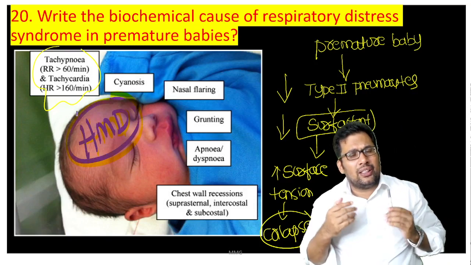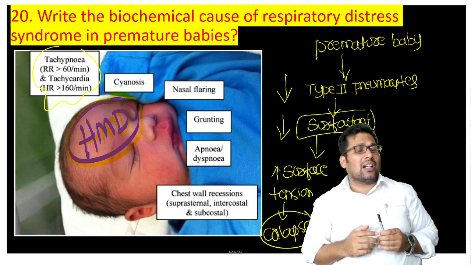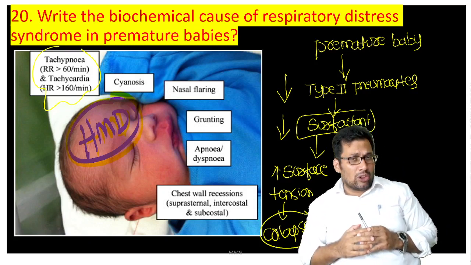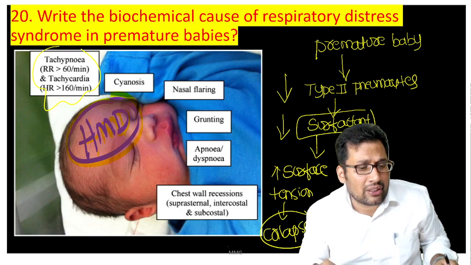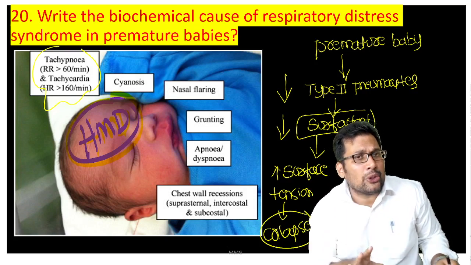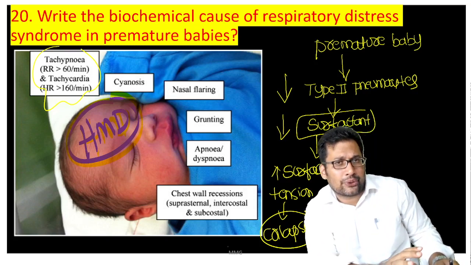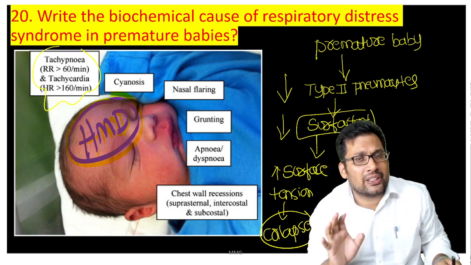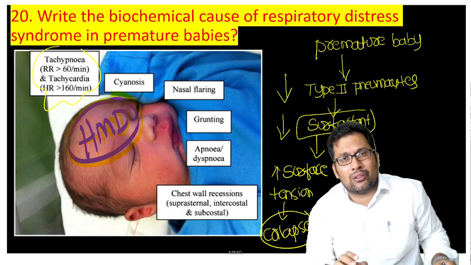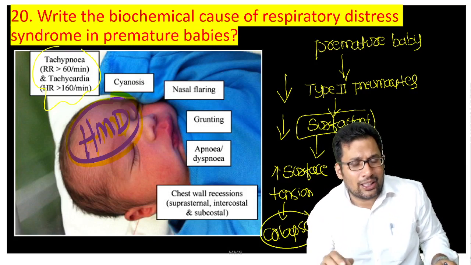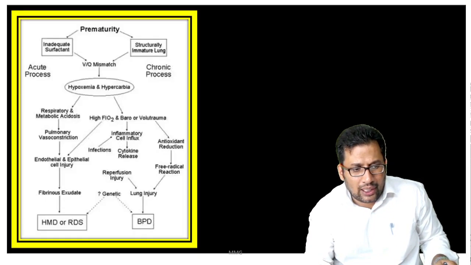It can be seen in adults also, which is known as adult respiratory distress syndrome. One of the causes is COVID-19 infection. But in children, in a premature baby, this is the pathophysiology and these are all the signs and symptoms. So this completes the short answers of Feb 2023 paper 1, and the discussion is very short and brief.